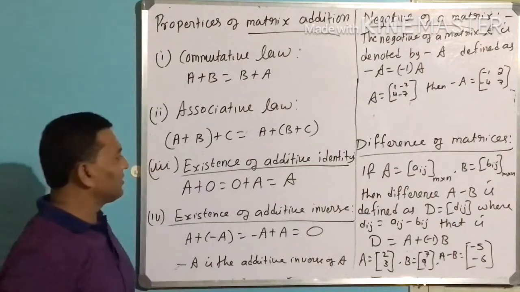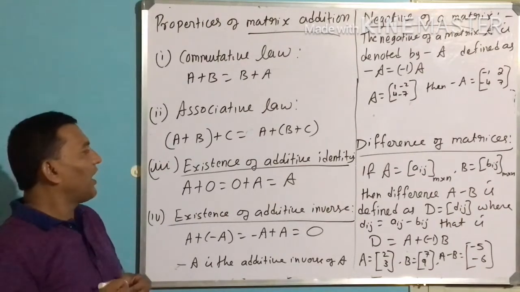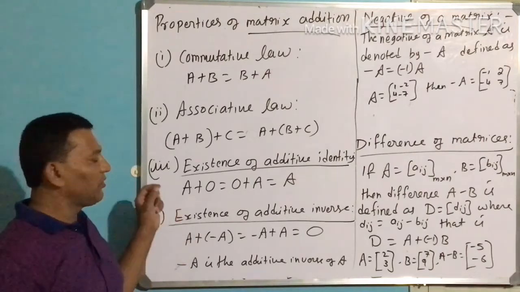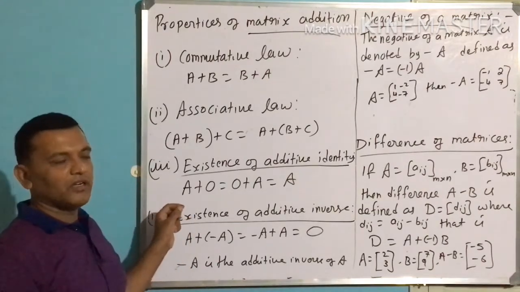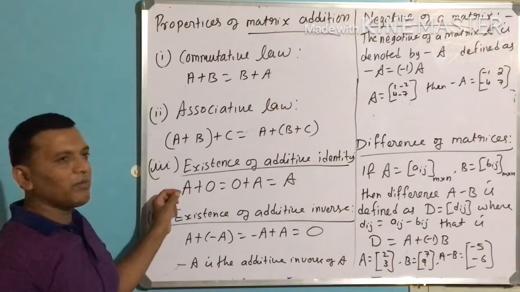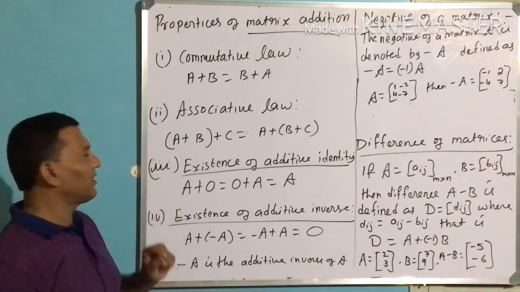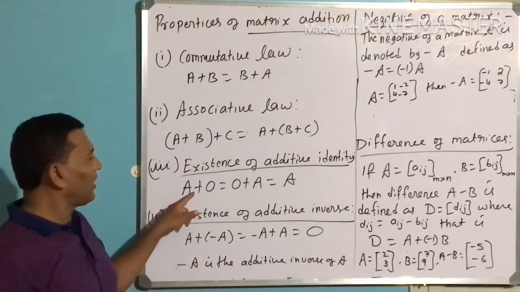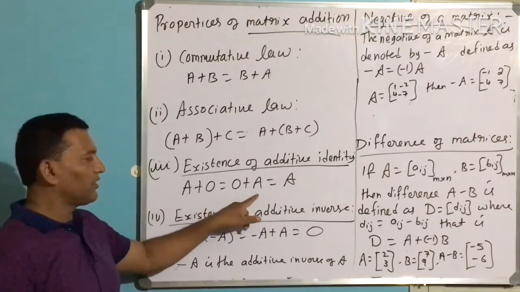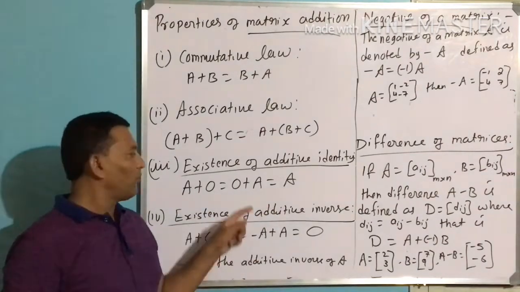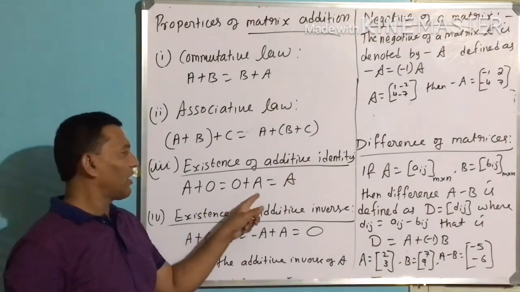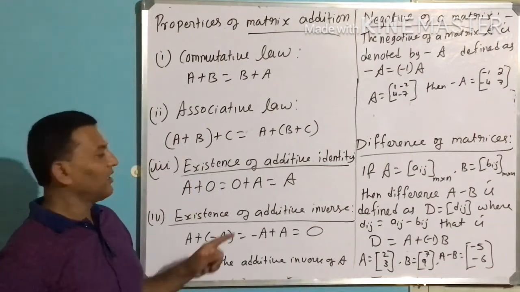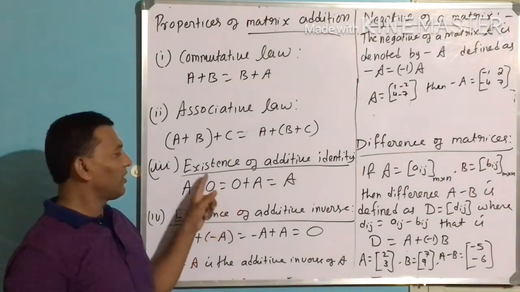Then the third one, we can see there exists the additive identity. That is, by adding the identity element to a given matrix, the resultant matrix will not change, it will remain as A. That is, let O be a zero matrix of the same order as A, then A plus O or O plus A will result only in A, where O represents a zero matrix of the same order as A. So there exists an additive identity in matrix addition, and the identity matrix is denoted by O.